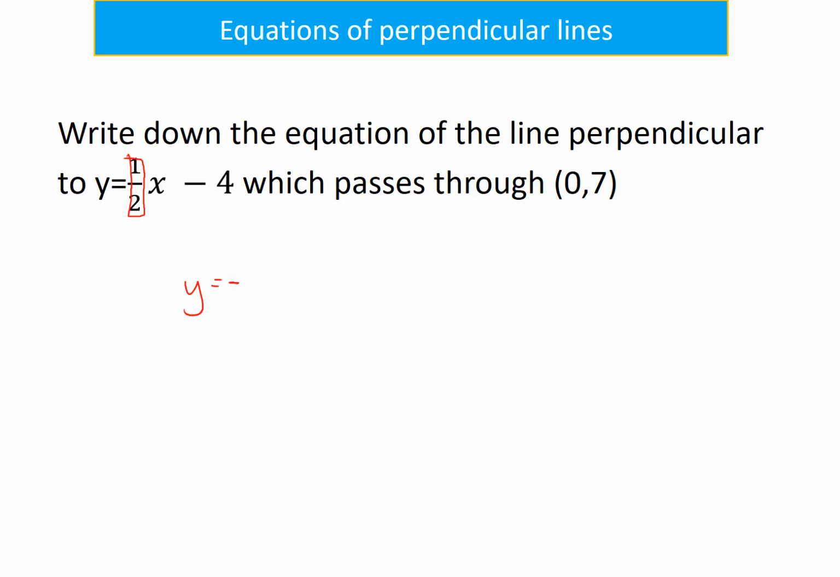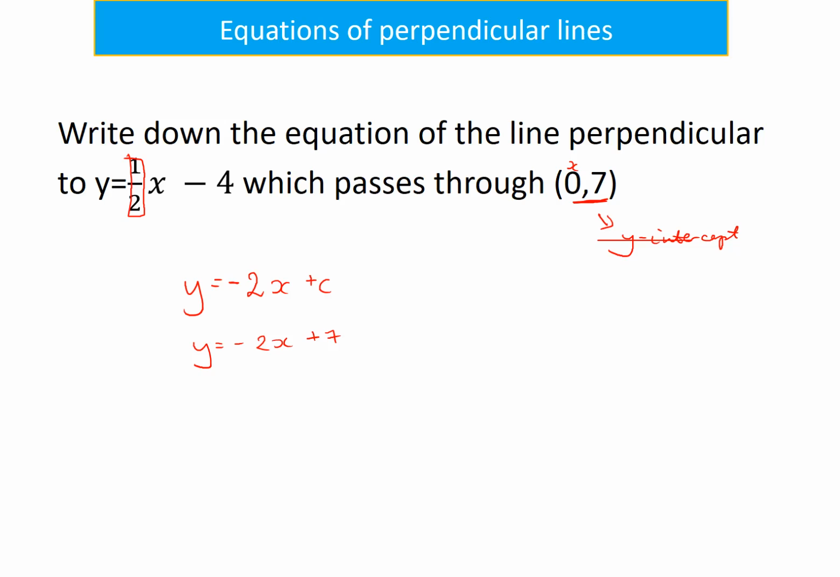And then the reciprocal of a half is 2, because that's 2 over 1, which is simply 2. So I know that the gradient will be minus 2. And then I still need to work out what the y-intercept is. Just like with parallel lines, sometimes this point here might be a y-intercept. As you can see, the value of x is 0, so this point is actually the y-intercept. So I know straight away that this equation will be y equals minus 2x plus 7.